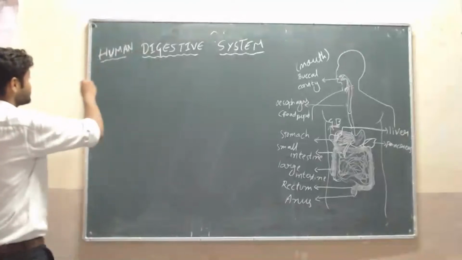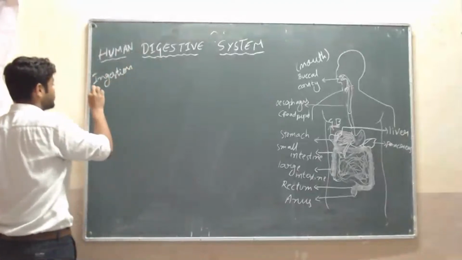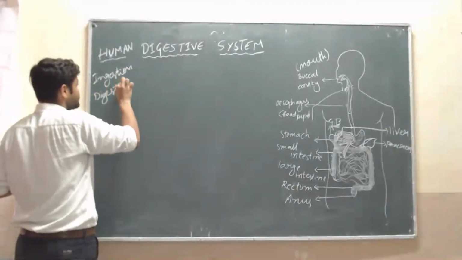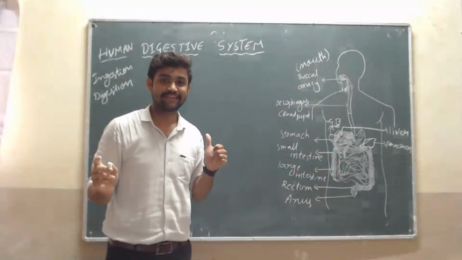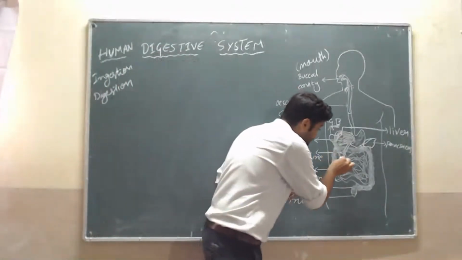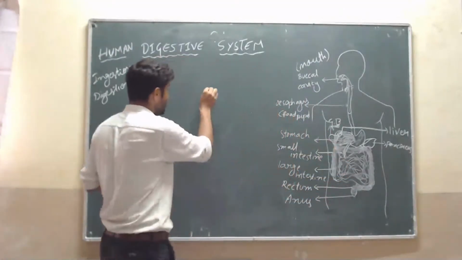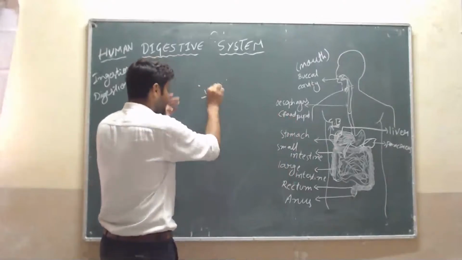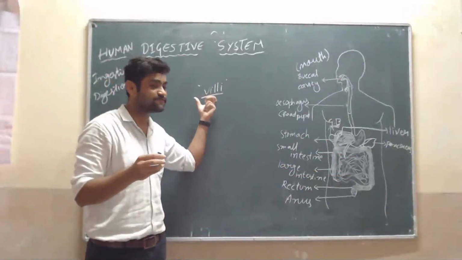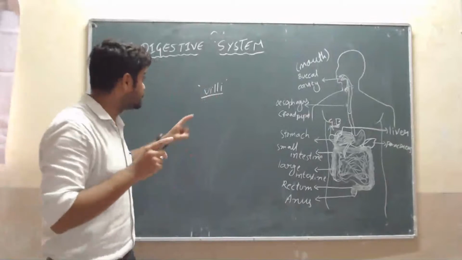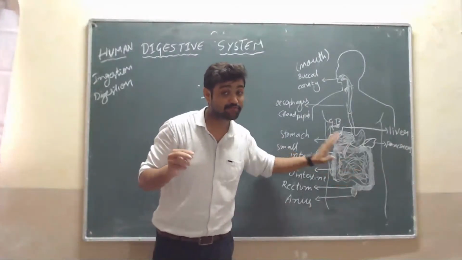It's a so interesting concept. First ingestion is over, then digestion is completed in the small intestine. Then where does the digested food go? In the small intestine there are finger-like structures, those are called villi. Villi are inside the small intestine, finger-like structures. What do these villi do? These villi will absorb the digested food. Your total food is digested here in the small intestine.